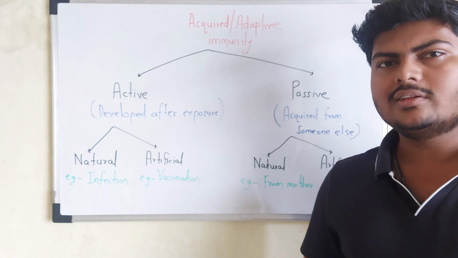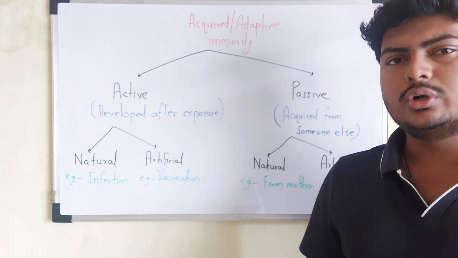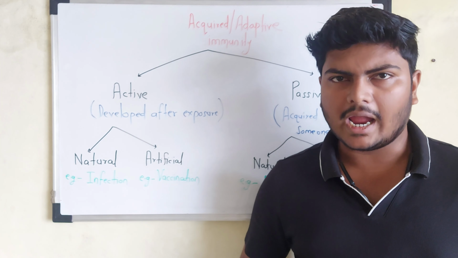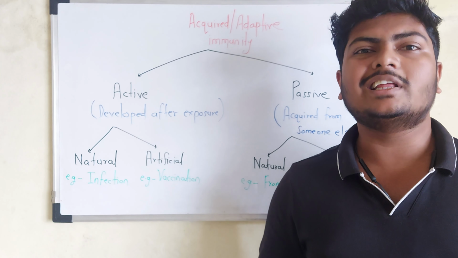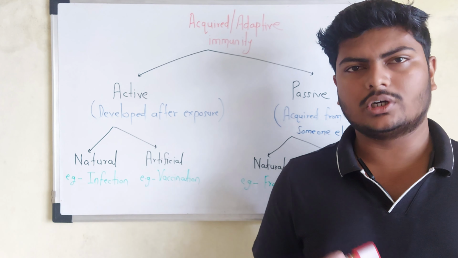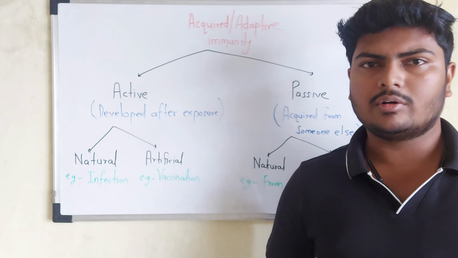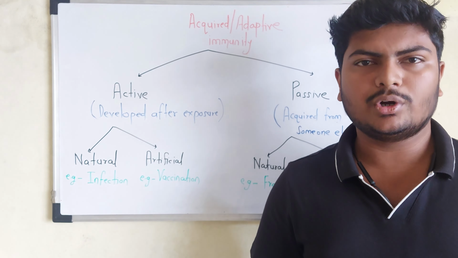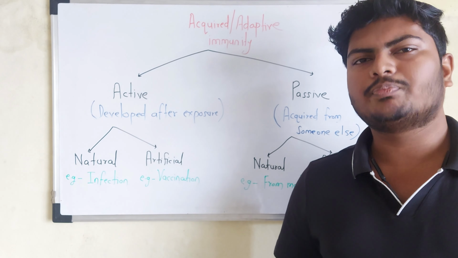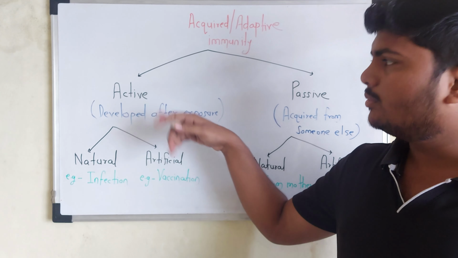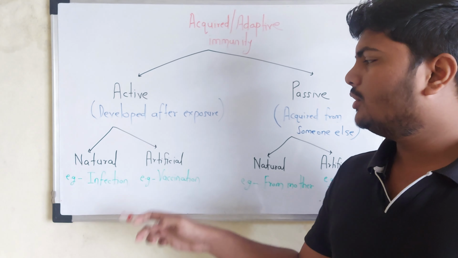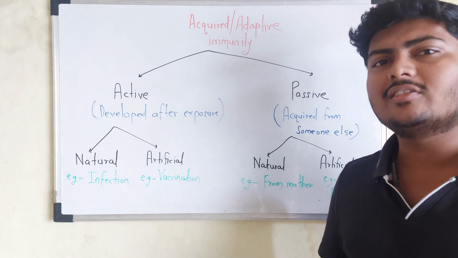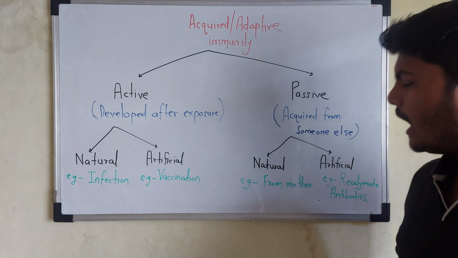So basically adaptive immunity is classified into two types. First is active immunity and second is passive immunity. So what is active and what is passive? Active immunity is where our body is getting exposed to the pathogens, and in passive immunity our body is not getting any exposure to a pathogen, but we are acquiring that immunity from somewhere or someone else. If we classify active immunity further, it is natural immunity and artificial immunity, and in the same way passive immunity is also classified into natural and artificial immunity.